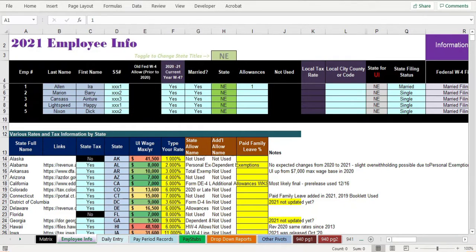Payroll 2021 in Excel. It is January 4th. It's Monday. It's the start of the work week in the new year. I know everybody would like their payroll files. So would I. I'd like to have them done. We're getting there. Still waiting for final guidance from the federal government on Publication 15.